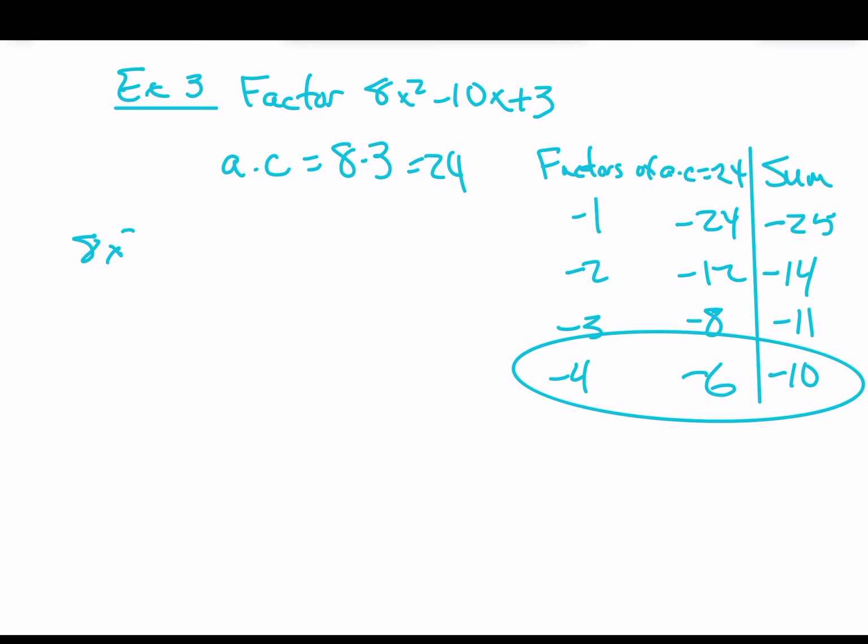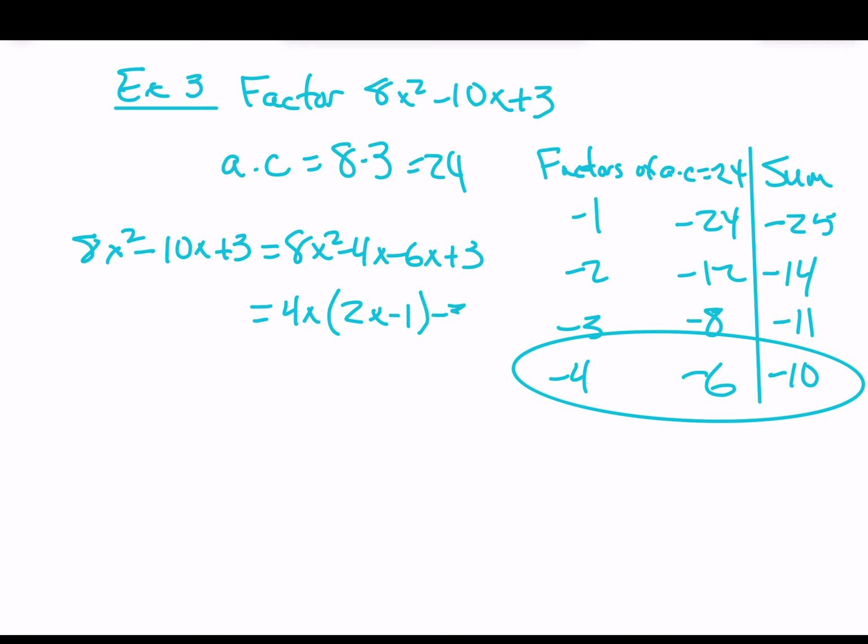And so we can break up the middle term, negative 10x, into negative 4x and negative 6x. So we have 8x squared minus 10x plus 3 equals 8x squared minus 4x minus 6x plus 3. The 8x squared and 4x have a 4x in common. So we have 2x minus 1.